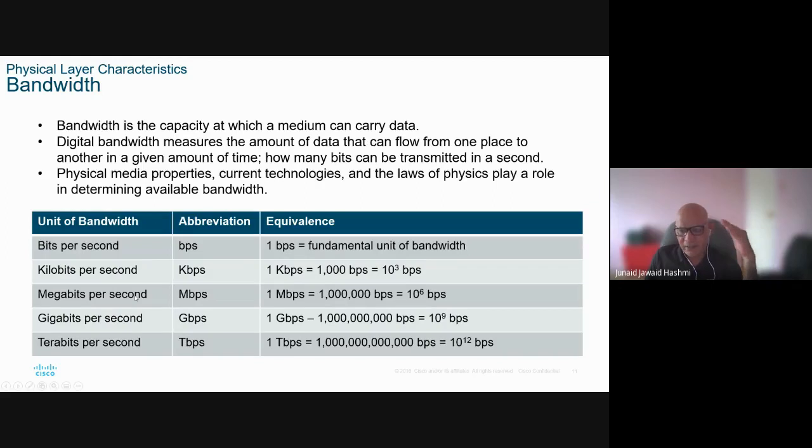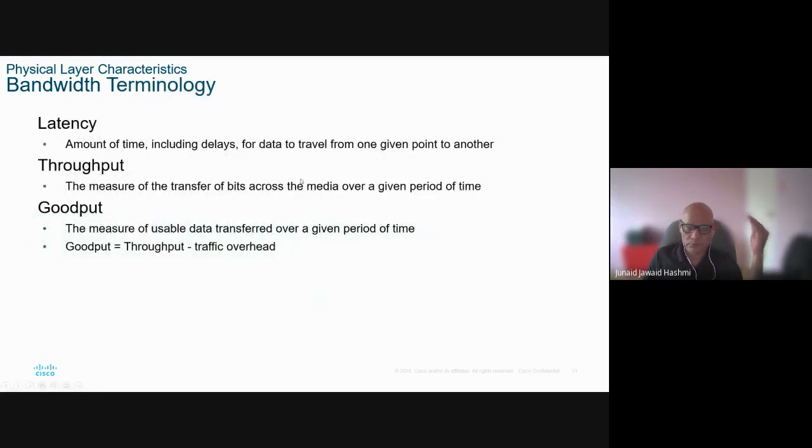Megabits per second are almost obsolete except for internet connections. But in a local area network, you will not see megabits per second switches. It's mostly gigabits per second. So these are the terms that you will hear a lot, or encounter a lot, in your networking career.